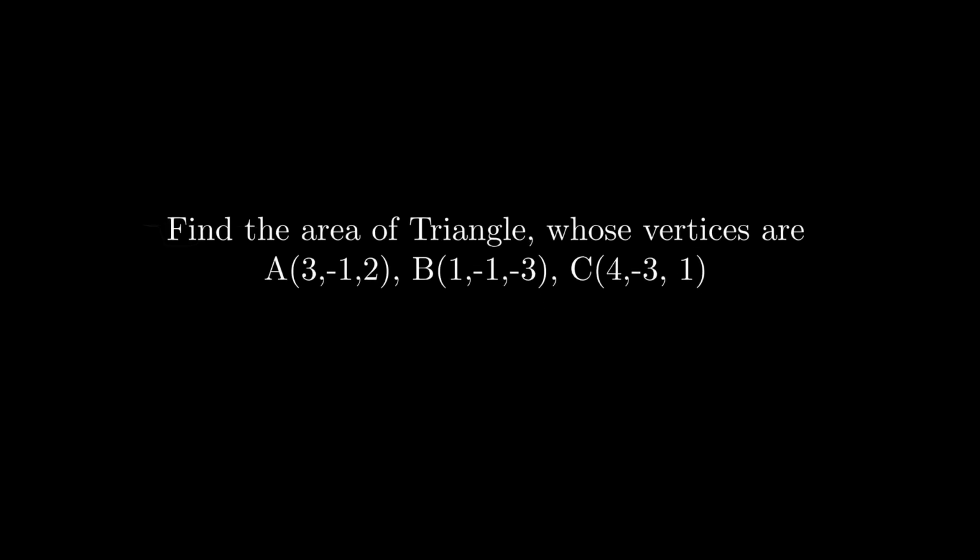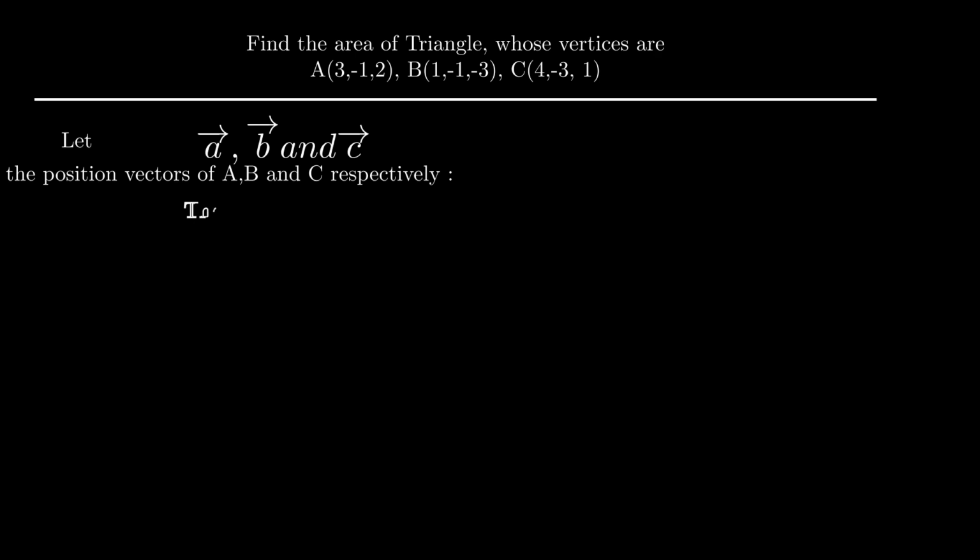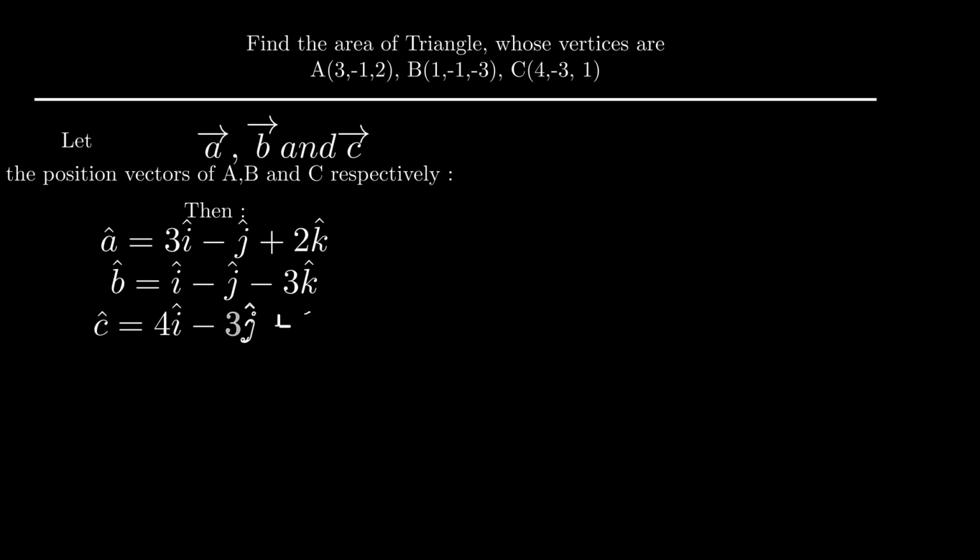Let's think, what should be our approach before solving the problem? Let's represent the coordinates in vector format. First, we need to get AB and AC. How do we get these?